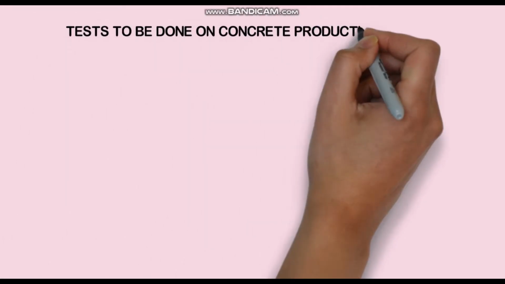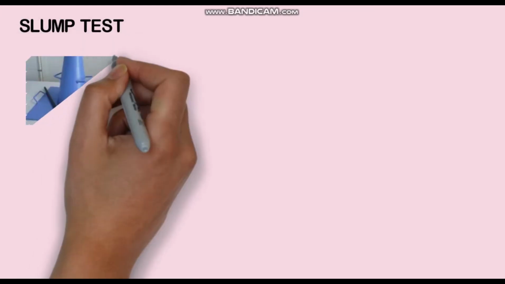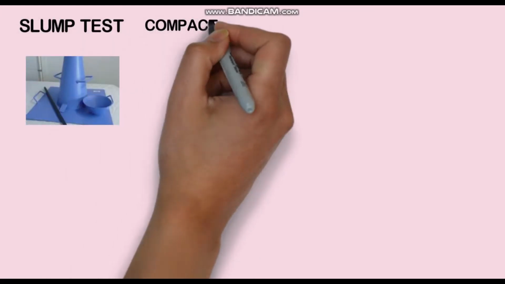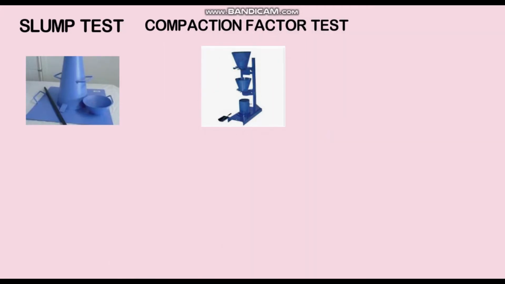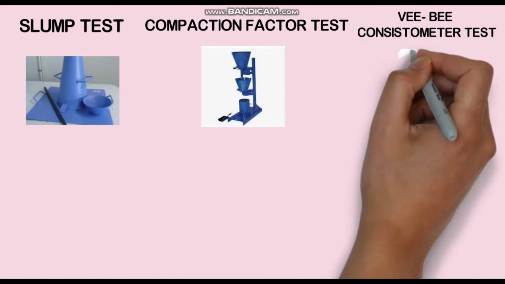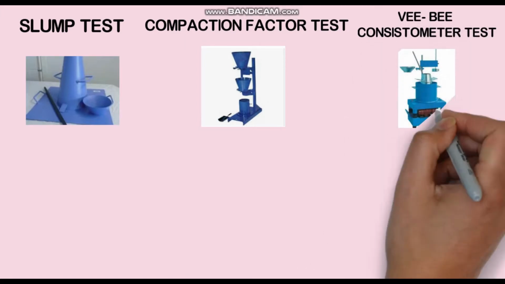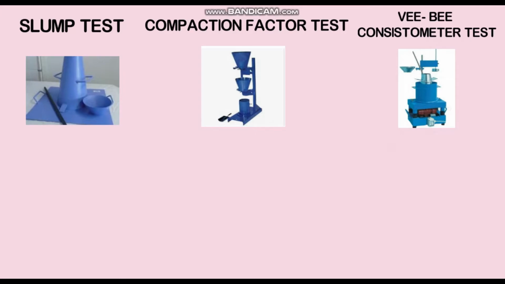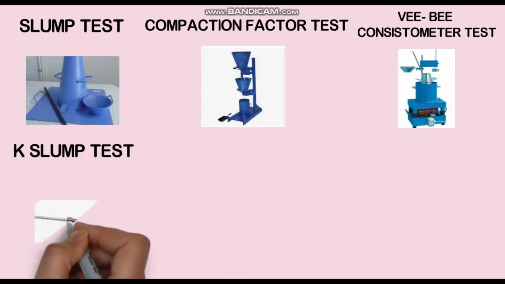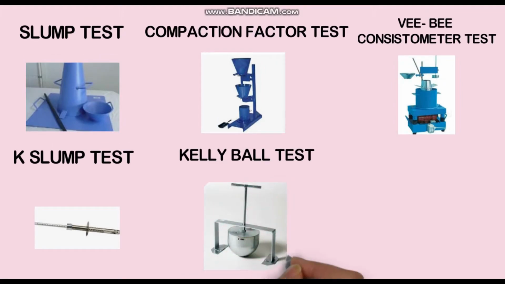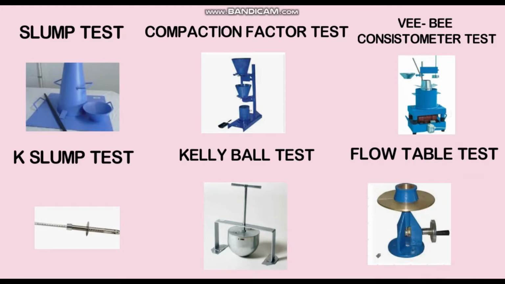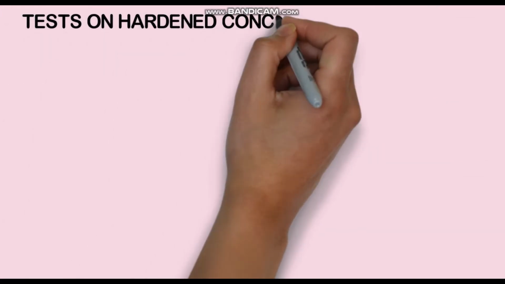What are the tests to be done at the concrete production stage? First one is slump test, the second is compaction factor test, VB consistometer test, K slump test, and Kelly ball test, and flow table test. These tests are mainly to find out the slump and workability.